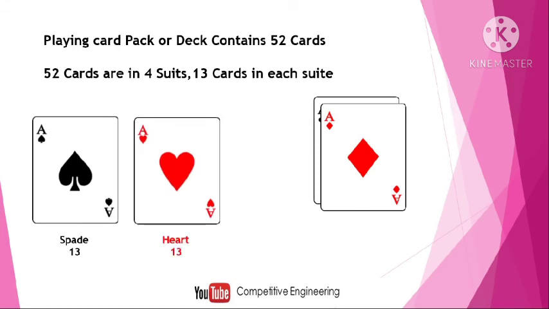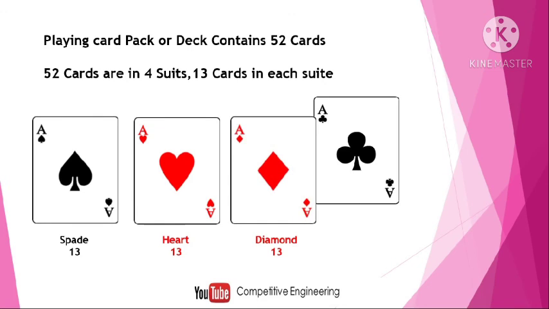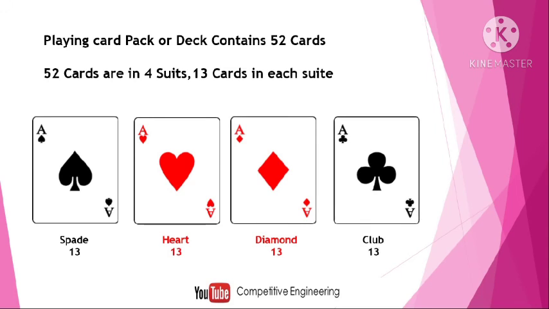It is called heart, so it is also 13 in number. It is always in red color. The next one is diamond. Diamond is also in red color and it looks like a diamond, and the total number of diamond cards is 13. The fourth and last one is called club. It is also 13 in number.